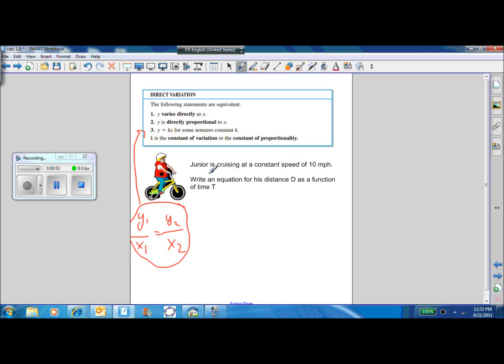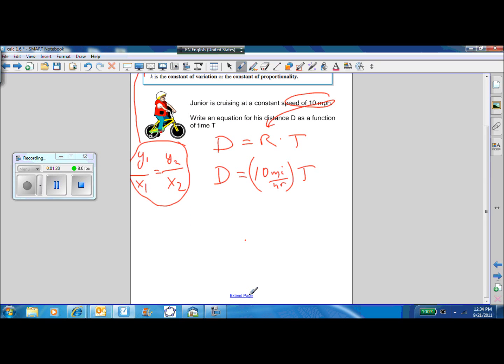Now, let's look at this example. Junior's cruising at a constant speed of 10 miles per hour. Write an equation for his distance as a function of time. So, is it directly proportional? Well, from your studies, you remember distance equals rate times time. And now the rate is constant. So, distance equals 10 miles per hour times time. So, you can see when we put in time in hours, we'll get miles for distance.